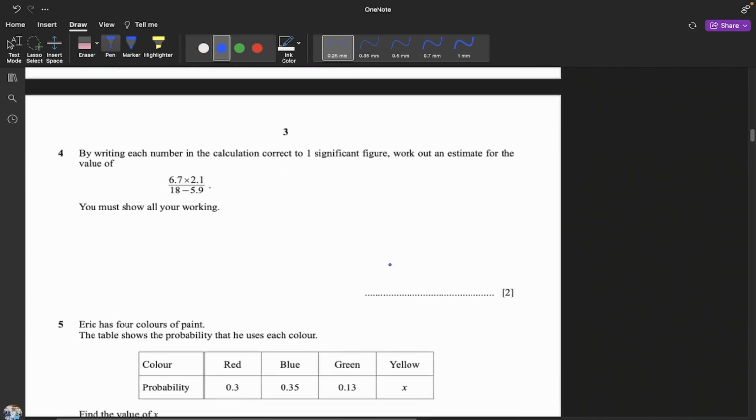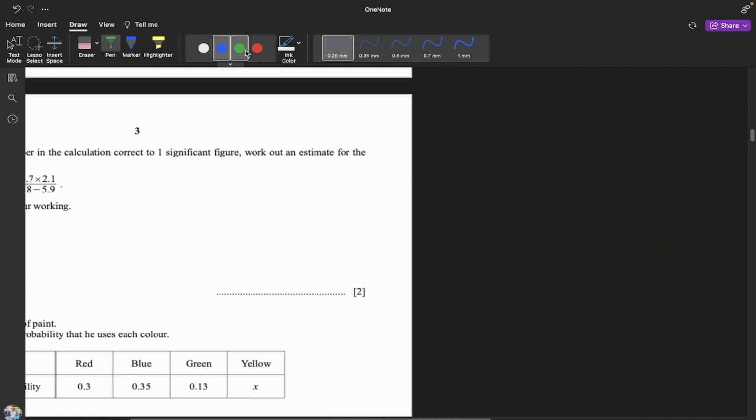By writing each number in the calculation correct to one significant figure, work out an estimate for the value of 6.7 times 2.1 and something. Okay, here the theory is simple. They are asking to one significant figure.